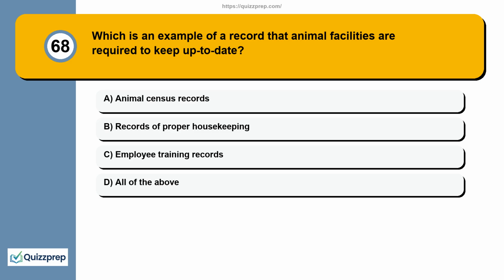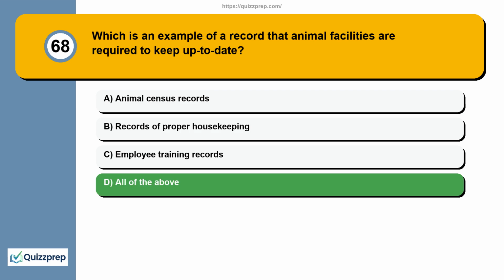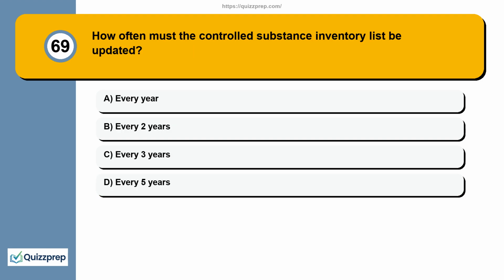date? Option A, animal census records. Option B, records of proper housekeeping. Option C, employee training records. Option D, all of the above. The correct answer is option D, all of the above. Question 69.